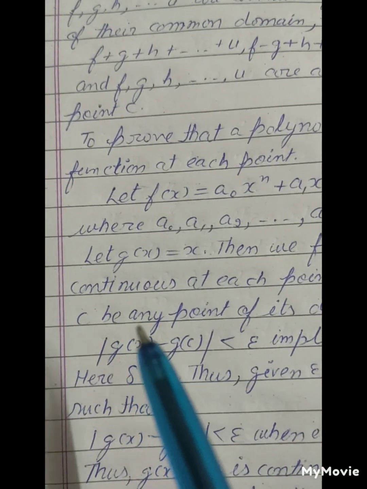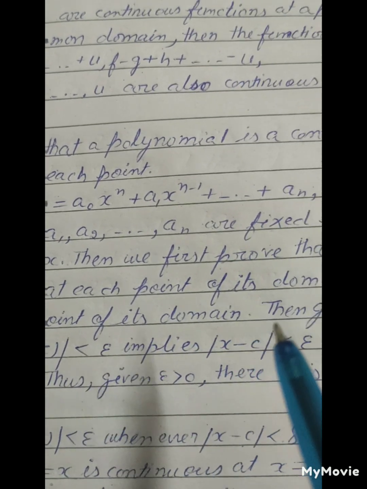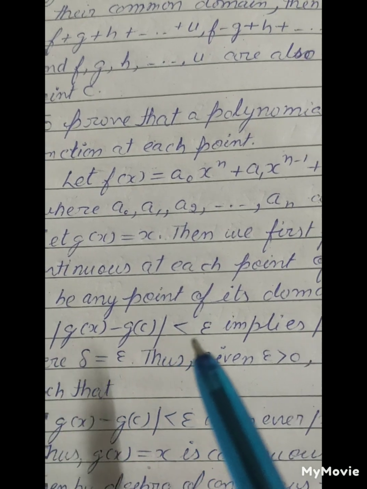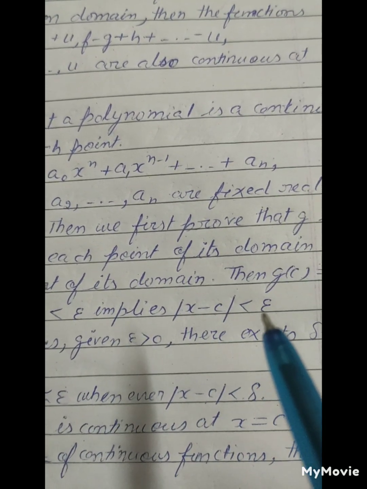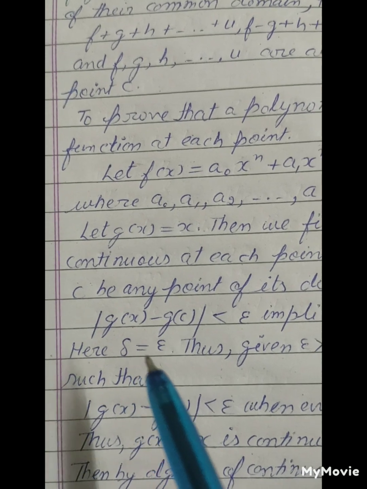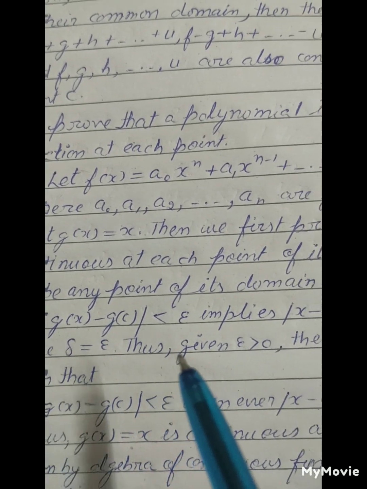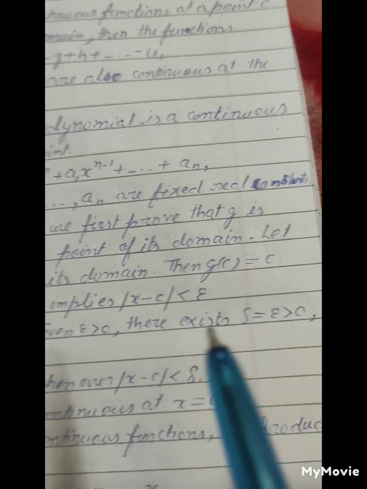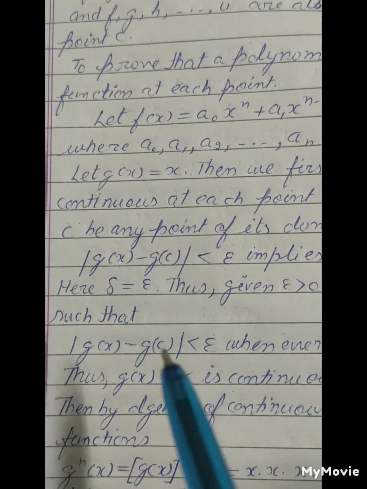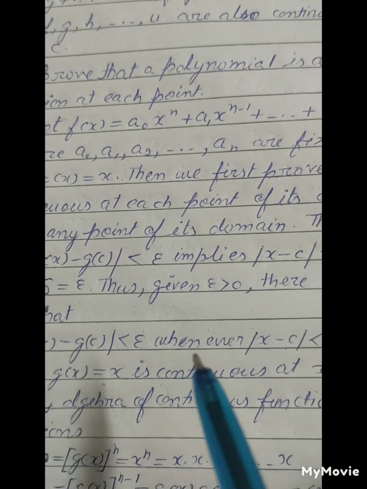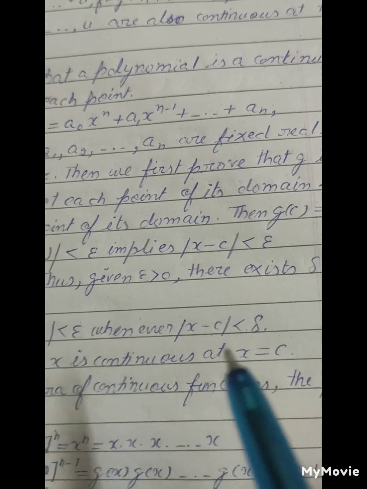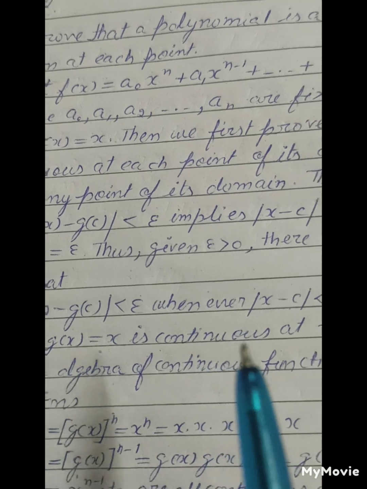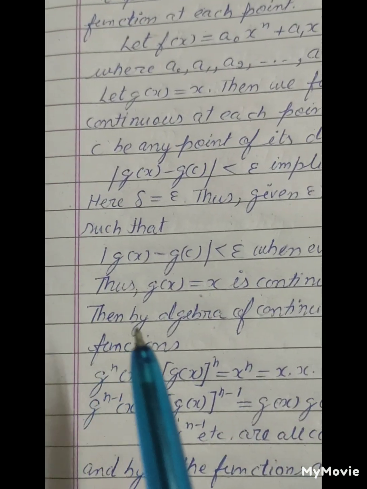Let C be any point of its domain. Then g of c equals c. Modulus of g of x minus g of c is less than epsilon implies that modulus x minus c is less than epsilon. Here delta equals epsilon. Thus given epsilon greater than 0, there exists delta equals epsilon greater than 0 such that modulus of g of x minus g of c is less than epsilon, where modulus x minus c is less than delta. Thus g of x equals x is continuous at point x equals c.